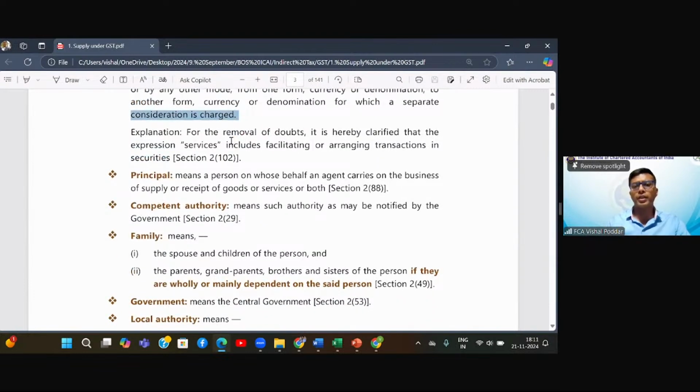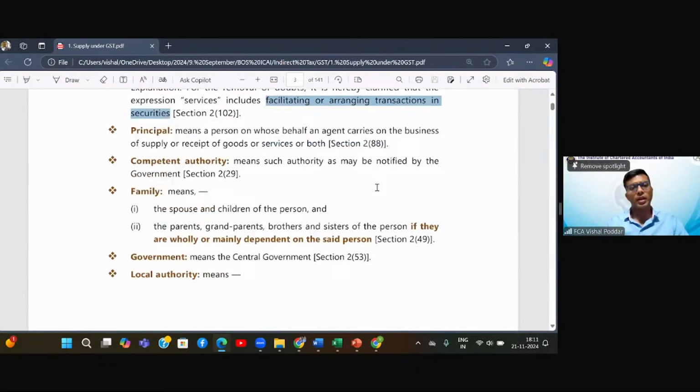Further, the explanation says that service will also include the transactions which involve facilitating or arranging transactions in securities. So all share broking services are covered in services. So securities per se is neither goods nor service, but arranging of transactions in securities is service. Money per se is neither goods nor service, but the transaction of use of money, conversion of money is service, right? We had all discussed this in detail.